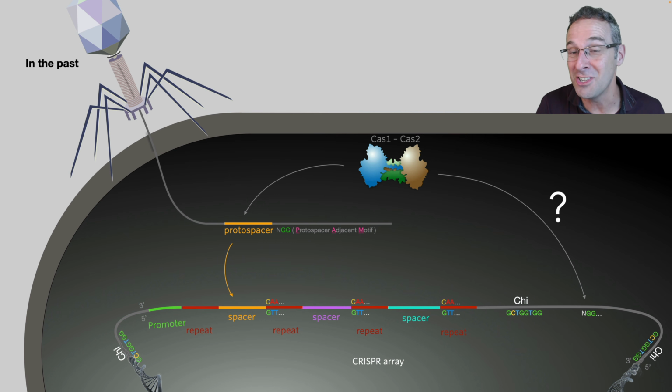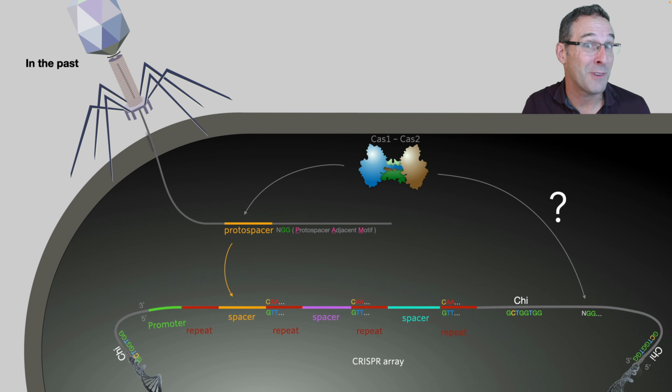because as it turns out, Cas1 and Cas2 won't make a spacer out of DNA that contains Chi sites. And because there are so many Chi sites in a bacteria's own DNA, that means that Cas1 and Cas2 pretty much don't make spacers out of the bacteria's own DNA. Whereas bacteriophage DNA has little to no Chi sites in it at all, which means that Cas1 and Cas2 will make spacers out of that, but not the bacteria's own DNA.